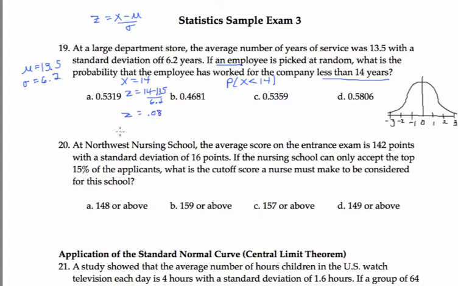I go to my table and I look that up. The probability that we're to the left of 0.08 is 0.5319. And that's it. My z-score of 0.08, that's right here. The probability that I'm to the left of that is 0.5319. If it said to the right, I would do 1 minus this. But since it's to the left, my table gives it to me exactly.